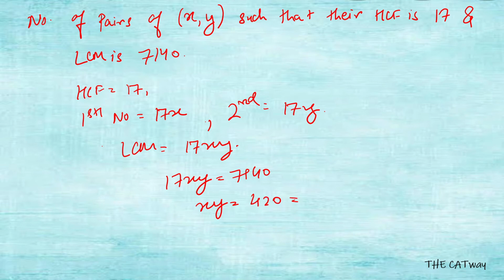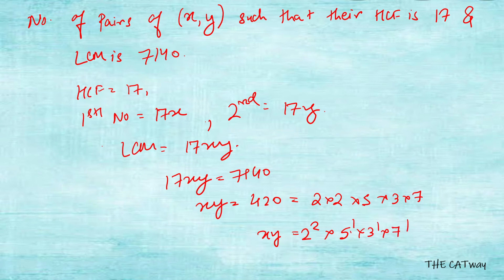Now 420 can be written as 2, then again 2, then it will go in 5, and we will be left with 21. So 21 will go 3 into 7. So we have xy equal to 2 square into 5 power 1 into 3 power 1 into 7 power 1. Now what will we do? Will we find the number of ordered pairs or unordered pairs? Here we will find ordered pairs. Why will we find ordered pairs?